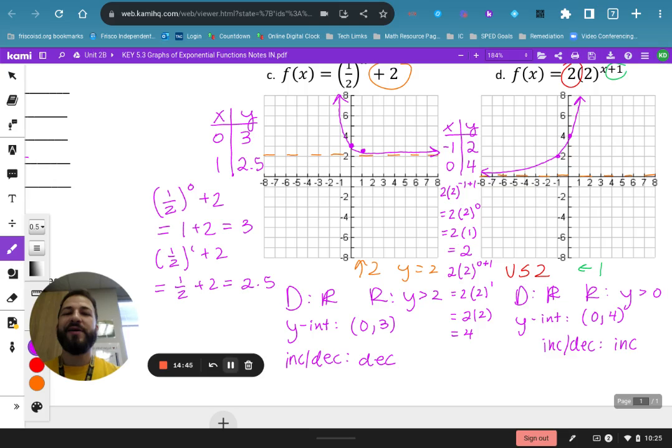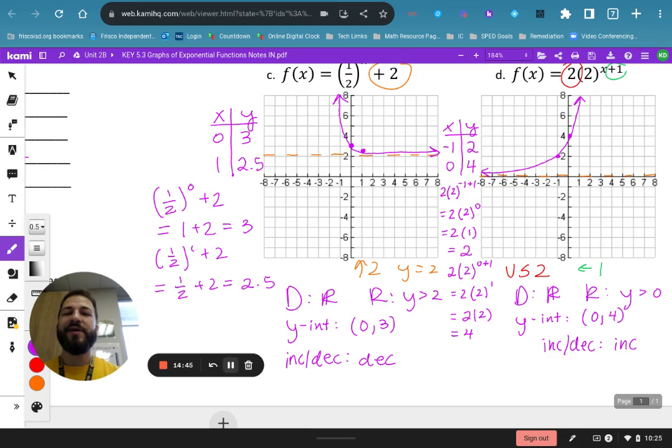And we can see in our graph that does stretch it out just a little bit. It looks like it grows a little faster than normal. Our domain is still all real numbers. Our range is still y is greater than 0 because our asymptote didn't shift up or down. Our y-intercept this time is (0, 4). And then increasing or decreasing, this one is definitely going to be increasing as we go left to right, y'all.